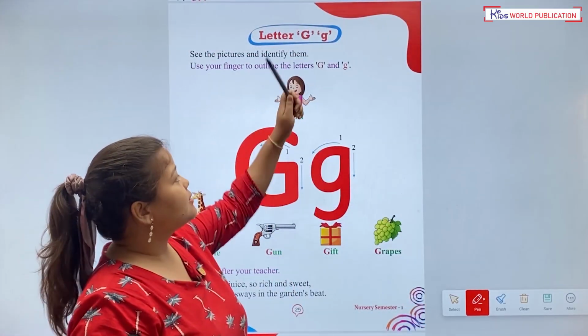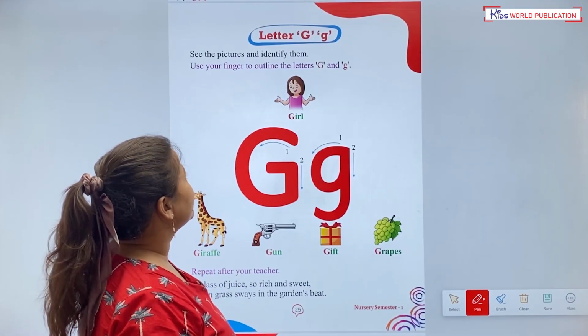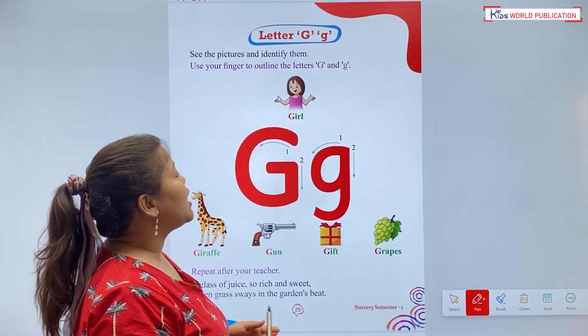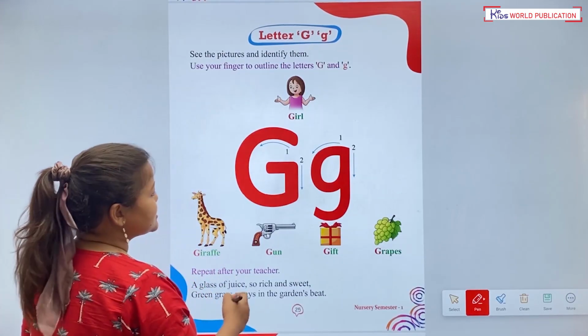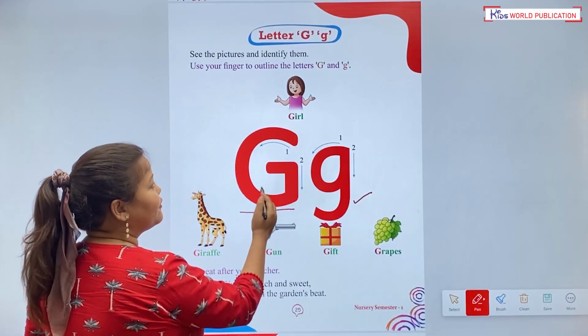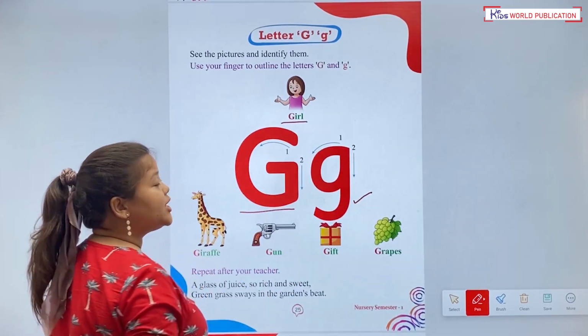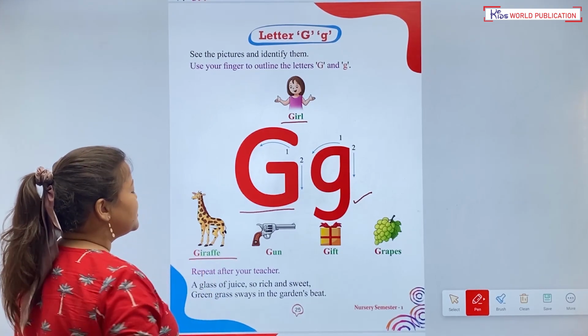Letter G, G. See the pictures and identify them. Use your finger to outline the letters G and G. This is the letter G, G. G for girl. G-I-R-L, girl. Giraffe.